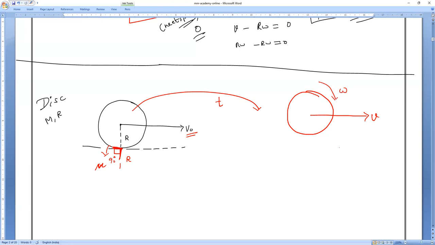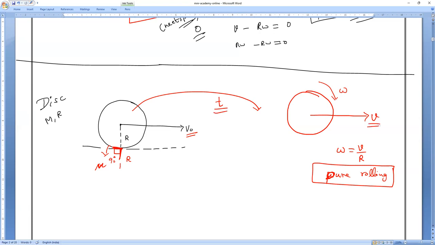Now we all know that angular velocity omega is equal to V by R. It is indicating what? It is pure rolling. Do you understand? No slipping at all, no forward slipping, no backward slipping, after a certain time period T. So the body comes to pure rolling.